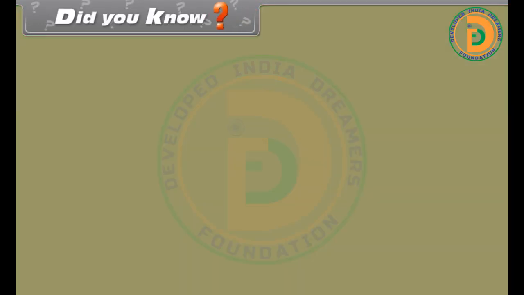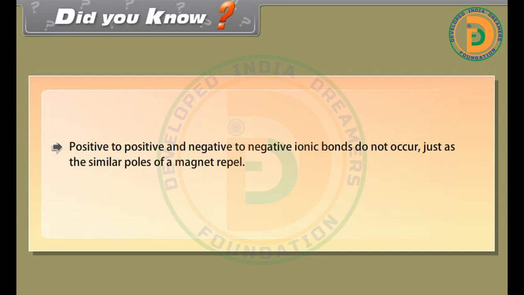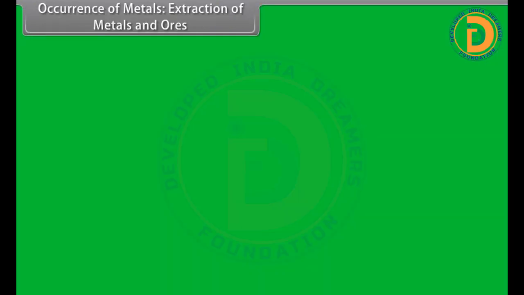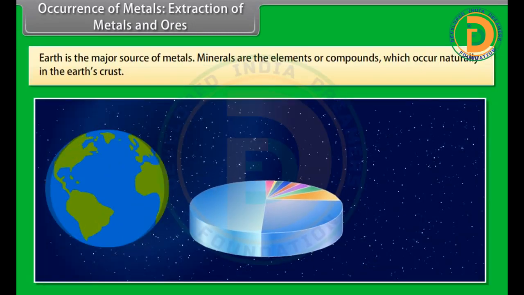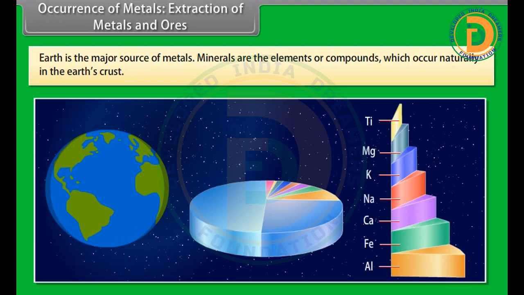Did you know? Positive to positive and negative to negative ionic bonds do not occur, just as the similar poles of a magnet repel. Occurrence of metals. Extraction of metals and ores. Earth is the major source of metals. However, seawater also contains some soluble salts.